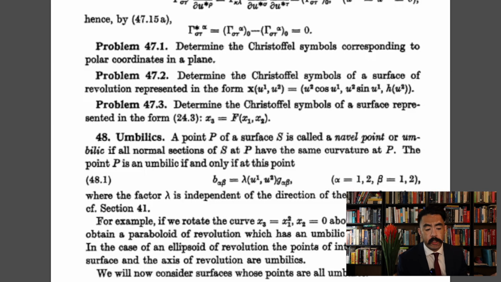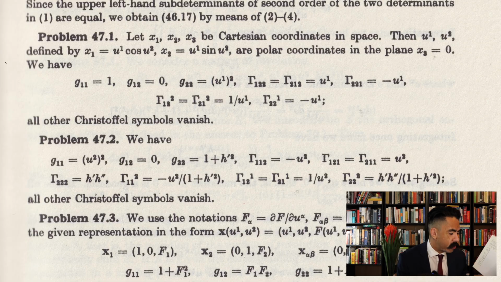Problem 47.2. Determine the Christoffel symbols of a surface of revolution represented in the form x(u1, u2), which is equal, entry-wise, to u2 cosine u1, then u2 sine u1, then a function h in terms of u2. I had previously read that incorrectly in previous episodes where I would say that that's h times u2. It's not the case.